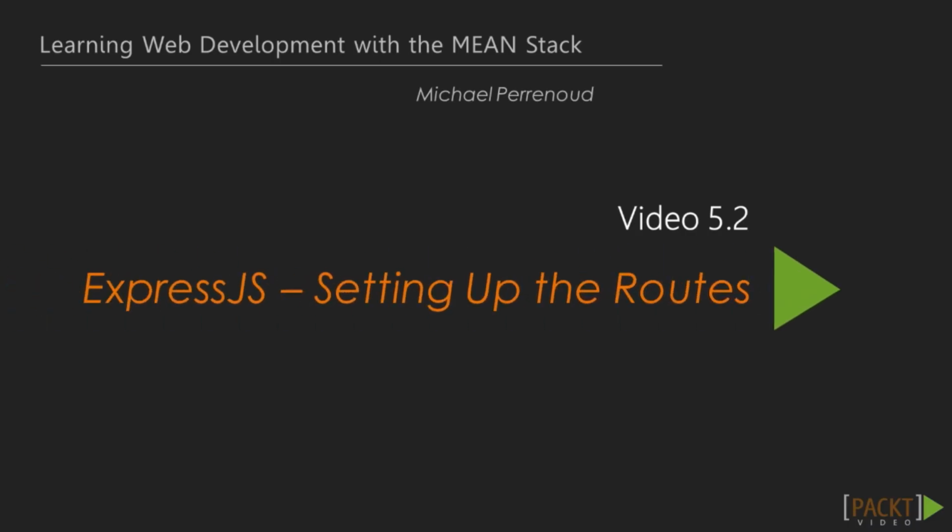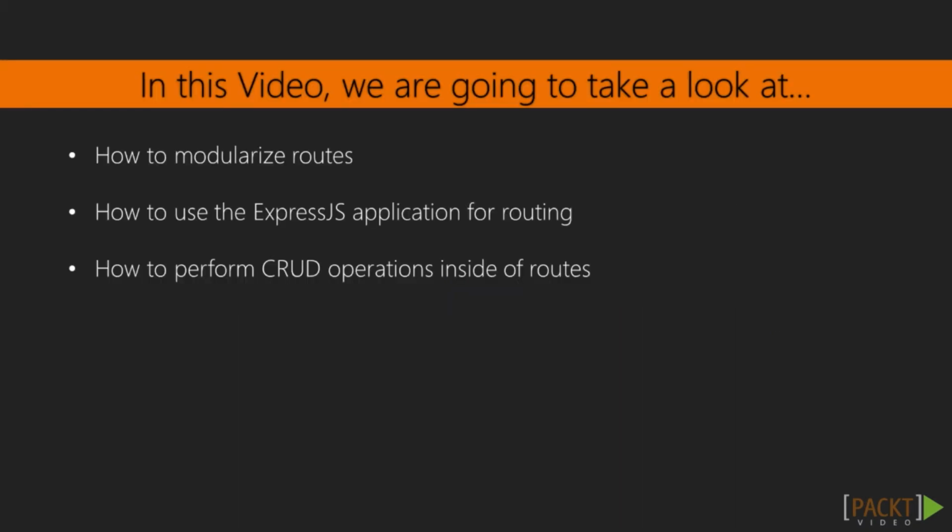In the previous video, we walked through how to model collections in Mongoose. This is the first step to CRUD operations server-side with Mongo and Mongoose. This is the second video in the section though. And in this video, we will be covering how to modularize routes for maintainability, use the Express application for routing, and how to perform CRUD operations inside of those routes.